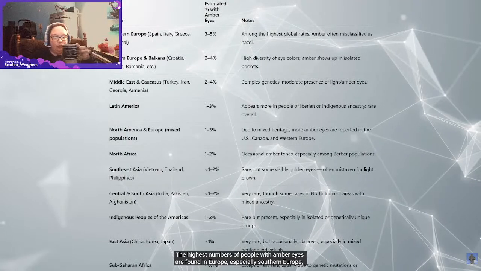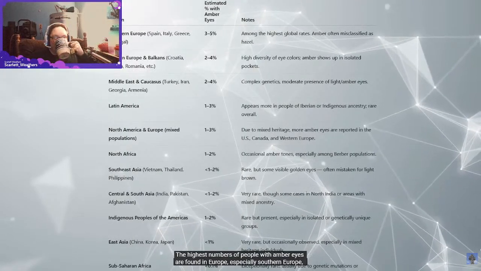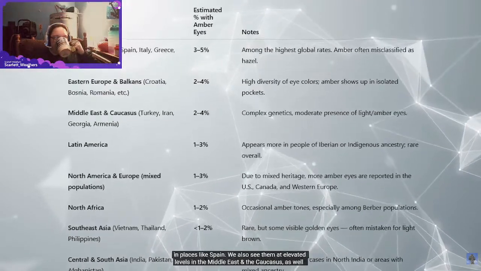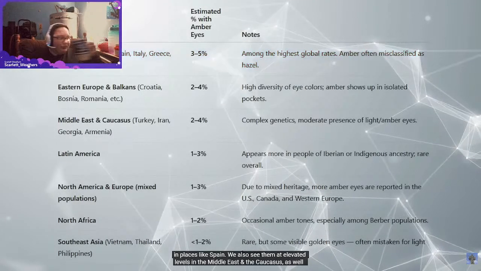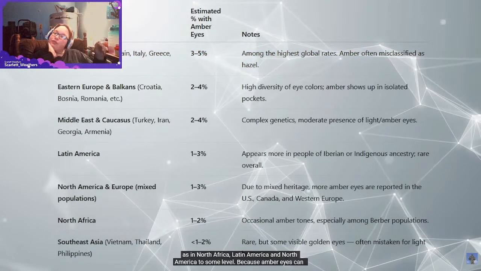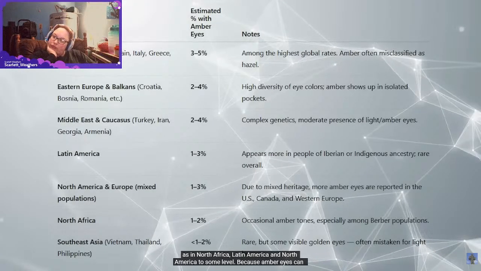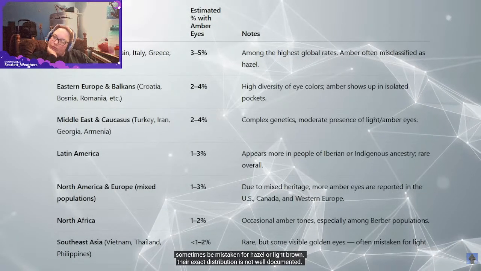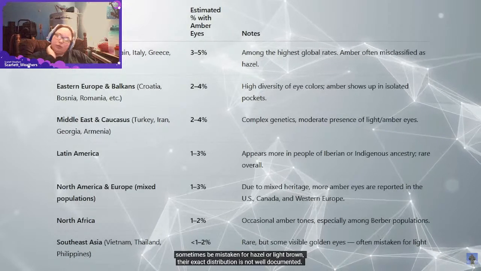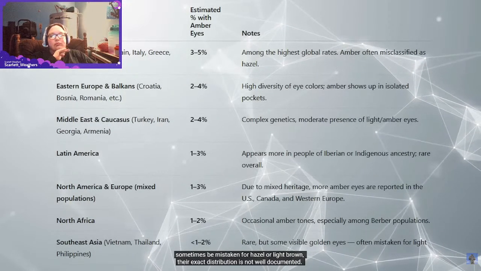The highest numbers of people with amber eyes are found in Europe, especially southern Europe and places like Spain. We also see them at elevated levels in the Middle East and the Caucasus, as well as North Africa, Latin America and North America to some level. Because amber eyes can sometimes be mistaken for hazel or light brown, their exact distribution is not well documented.